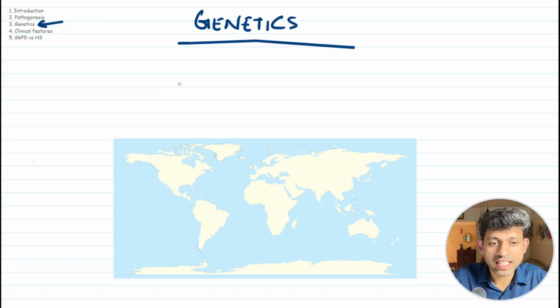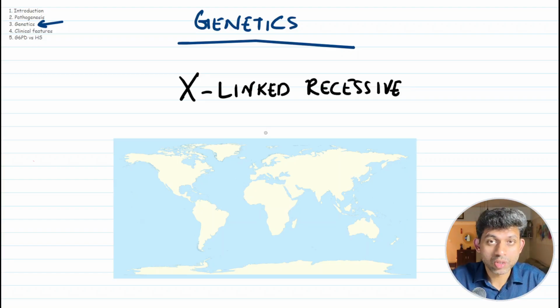G6PD deficiency is an X-linked recessive disorder. So, males are more commonly affected. Most of the females are mosaics. G6PD deficiency is most common in the Mediterranean region, North and Central Africa, and the Middle East.